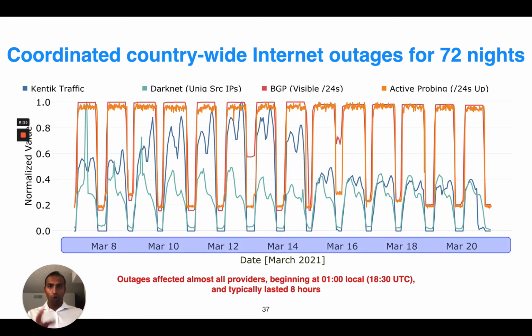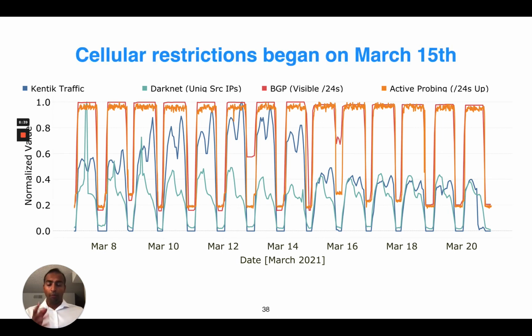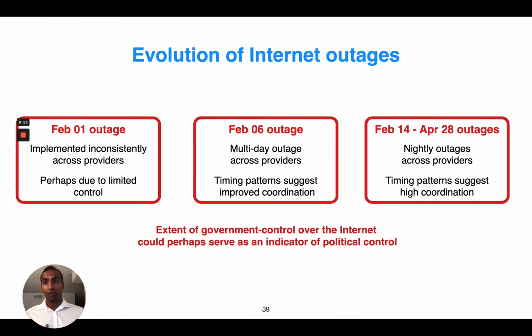We observe that all the signals appear to drop and increase periodically, and in the paper we show that these periodic drops correspond to nightly internet outages affecting nearly all providers in Myanmar with almost identical timing patterns. We also observe that on March 15th, cellular restrictions began. This is visible as a drop in the countrywide traffic for Kentik. In the paper, we further break this down by individual networks and show that all the major cellular operators had significantly reduced traffic from this day onwards.